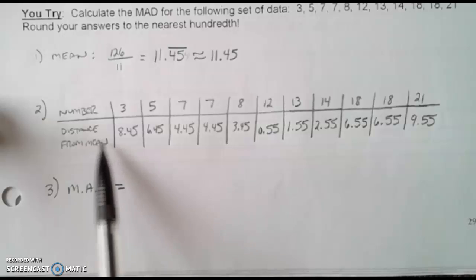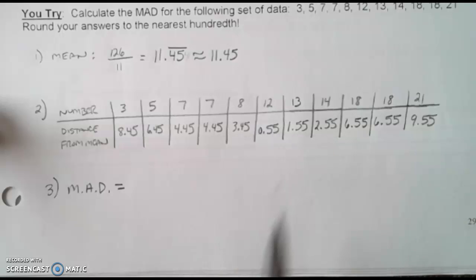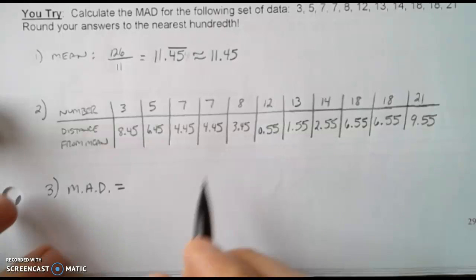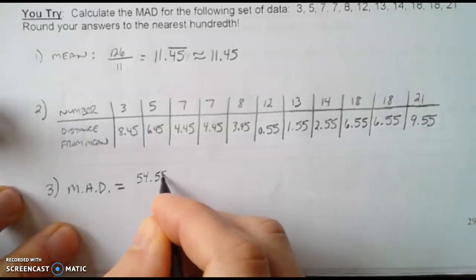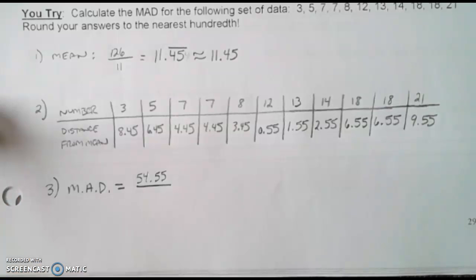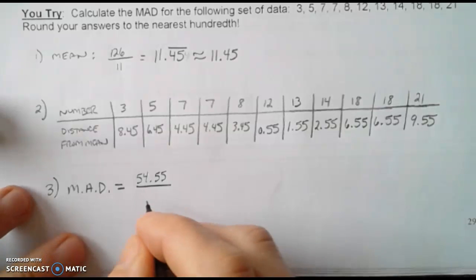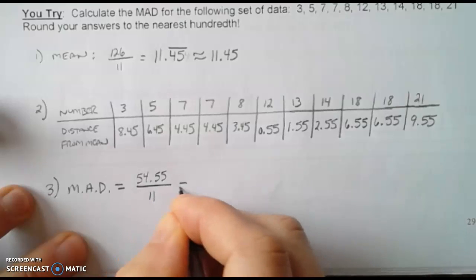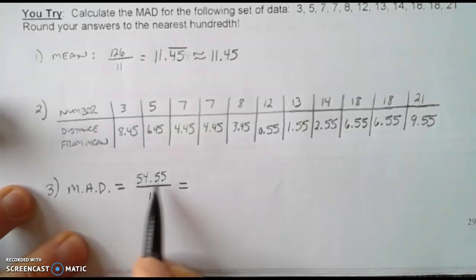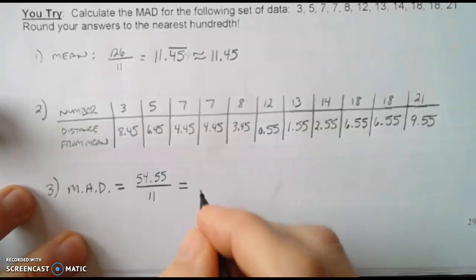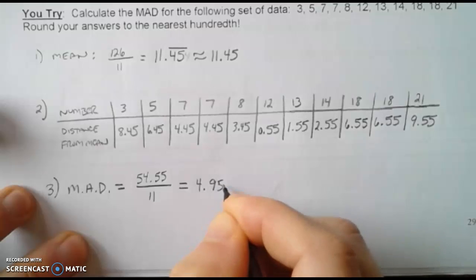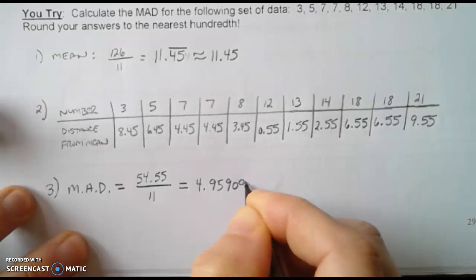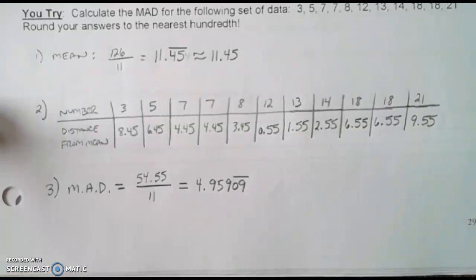We're going to average all of these distances together. First we add all of the distances together. If you add all of these distances, you get a sum of 54 and 55 hundredths. Now we need to do a little division. There were 11 pieces of data, so we divide by 11. If you do 54 and 55 hundredths divided by 11, you get the following decimal: 4 and 95909, and that 09 is going to repeat.